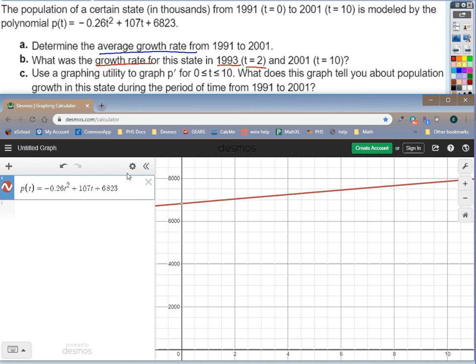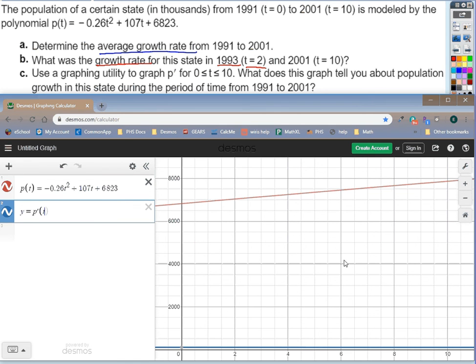Okay, so we didn't calculate P prime, but we can do that. Let's graph y equals P prime of t. That's pretty cool, right? So there's P prime. Desmos will actually graph the derivative for you. That's crazy. So then what is that value? That's about 107. So we've got to change our scale a bit, don't we?